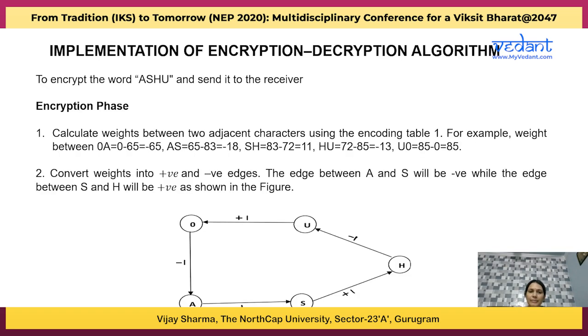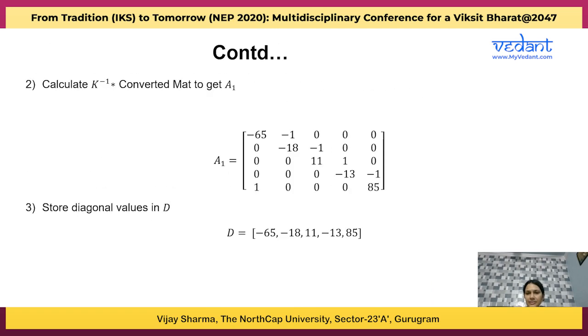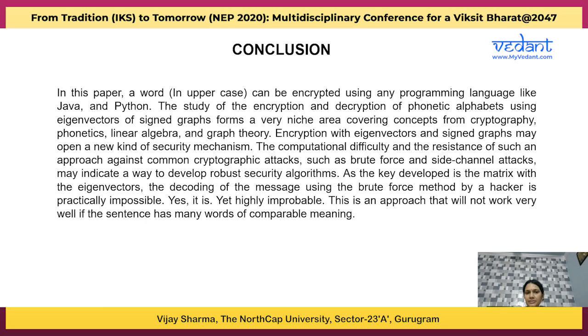Now for the implementation of encryption and decryption, I have taken one example here. Then I implement the encryption decryption algorithm on this example. So these are the encryption decryption techniques. This is the implementation, and the conclusion of my paper is that a word can be encrypted using any programming language like Java and Python. We can examine the computational difficulty and resistance of such an approach against common cryptographic attacks such as brute force and side channel attacks. And these are the references.